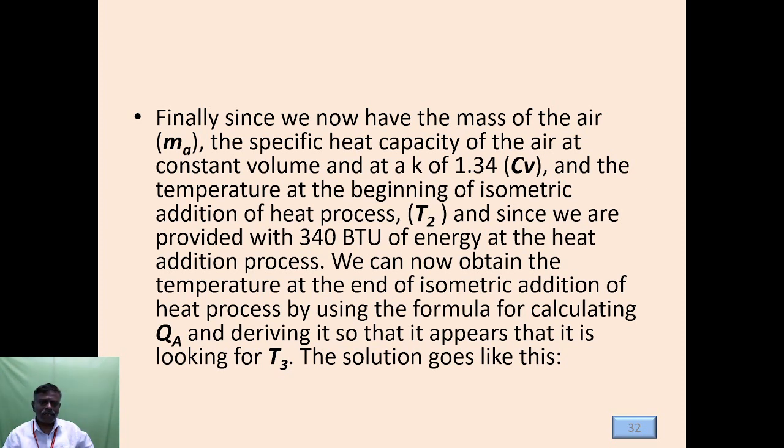Finally, since we now have the mass of the air Ma, the specific heat capacity of the air at constant volume CV at K of 1.34, and the temperature at the beginning of the isometric addition of heat process T2, and since we are provided with 340 BTU of energy at the heat addition process, we can now obtain the temperature at the end of the isometric addition of heat process by using the formula for calculating QA and deriving it so that it is looking for T3. The solution goes like this.